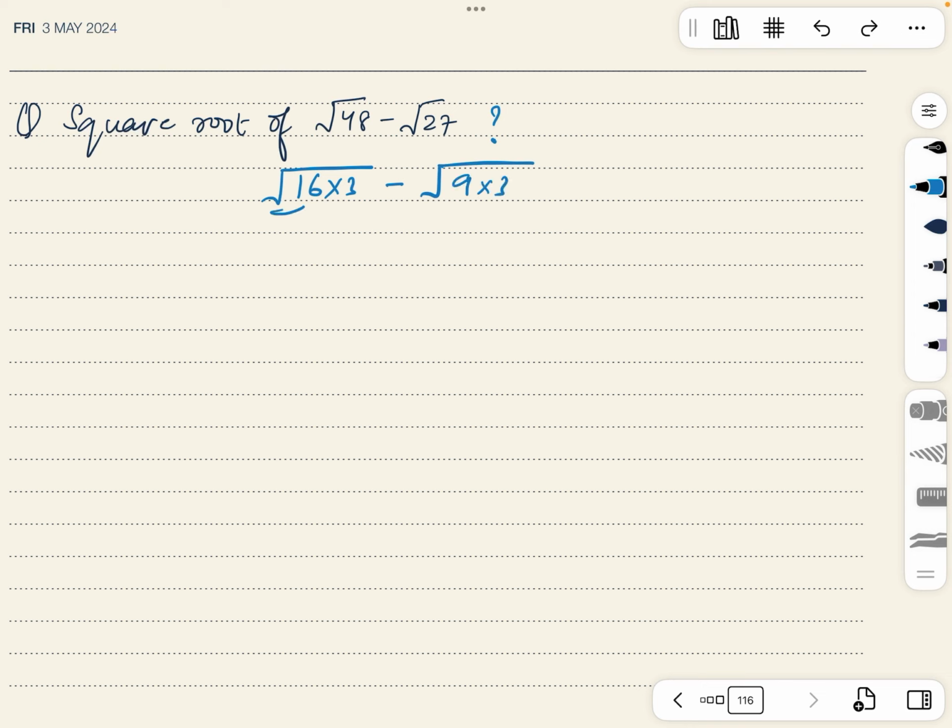Now if we bring these numbers out, we will have 4 root 3 minus 3 root 3, which is root 3. This is the square root of root 48, take away root 27.